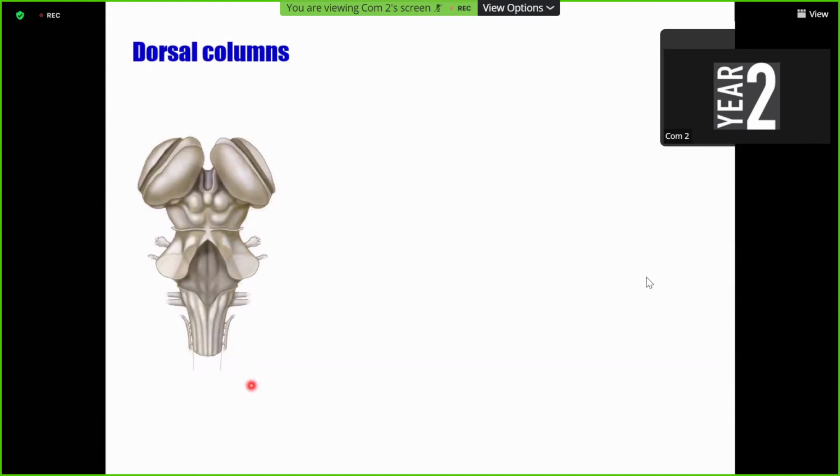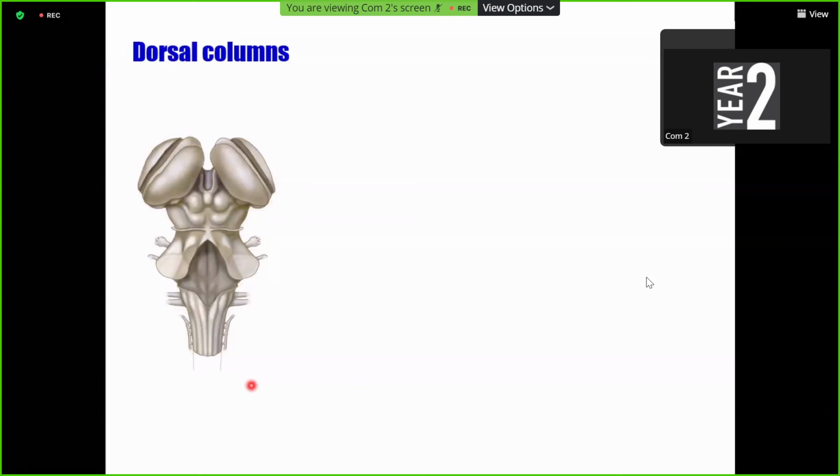So if the third order neuron starts at the level of the thalamus, the cell bodies are at the level of the thalamus, and their axons will go to the post-central gyrus, which is the primary sensory area in the cerebral cortex. And the second order starts either in the spinal cord or at the level of the medulla. That's the trick. You need to know where the cell bodies of the second order are present.